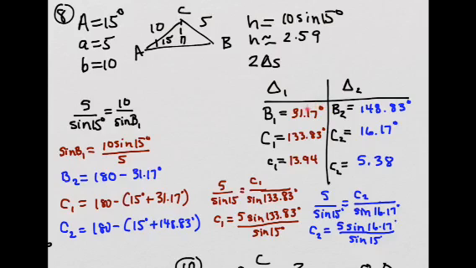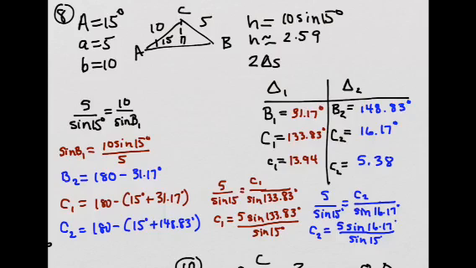Now I know that these two angles right here are supplementary, so I did 180 minus 31.17, that gave me 148.83. That's angle B2 from the second triangle. So now I'm going to find angle C1. So I take this angle B1, the one they gave me, add them together, subtract from 180. So that's going to give me 133.83. And I'll do the same thing for C2. I'll take 148.83, 15, add them together, which is here, subtract from 180, and that gives me 16.17 degrees.